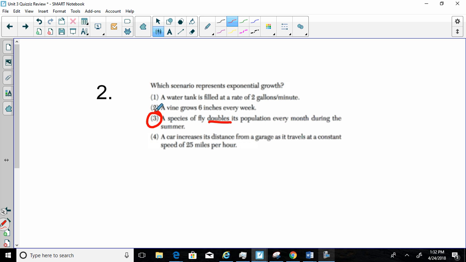So remember, you might get things like that, but your test is not going to go in order. It's not going to go, okay, this first section is exponential, then the next section's quadratic. It's all going to be mixed in together. So you know that if something's doubling or multiplying over and over again, it's exponential. Does that make sense? All right. Next one.